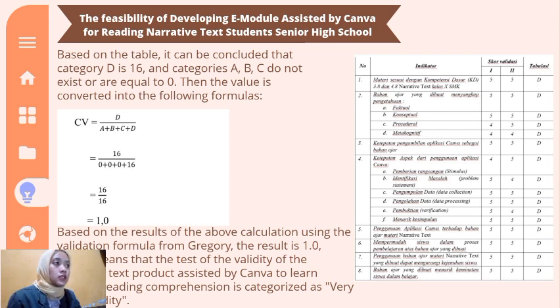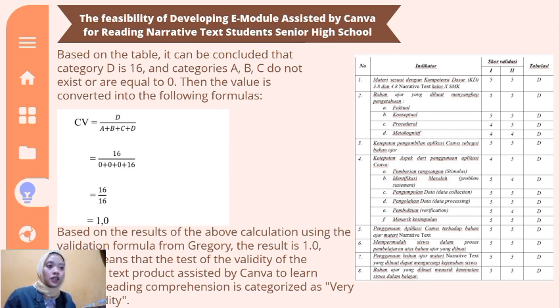And the score is 16 for D. D means relevant, divided by 0 plus 0 plus 0 plus 16, and then 16 divided by 16 is 1.0.